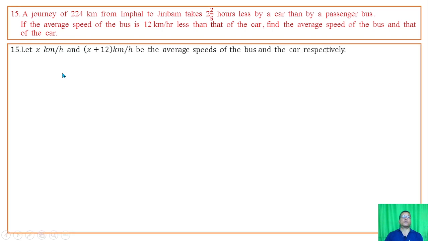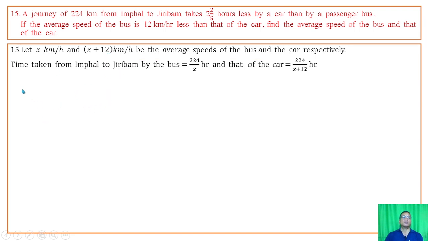Let x km per hour and x plus 12 km per hour be the average speeds of the bus and the car respectively. Time taken from Imphal to Jiribam by the bus: s equal to vt, so time is distance divided by speed. And that of the car: distance 224 divided by car speed x plus 12.